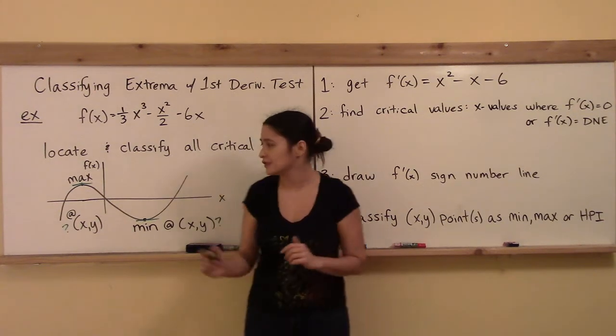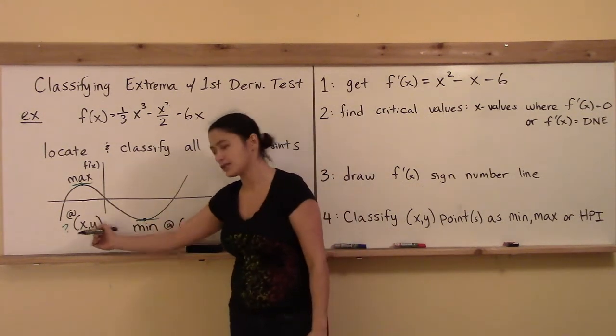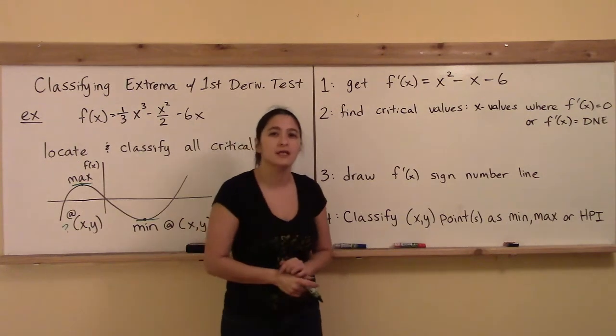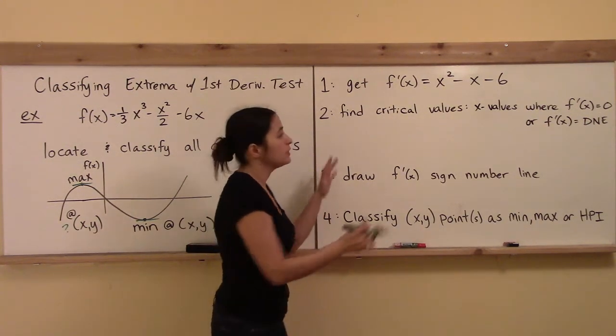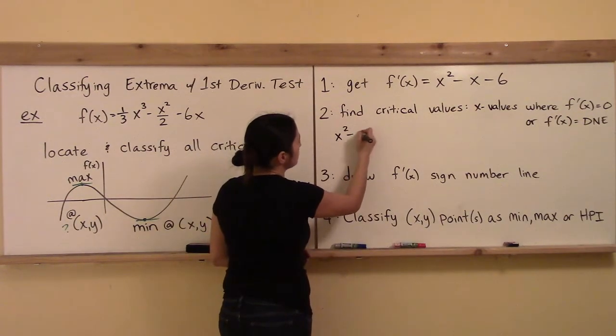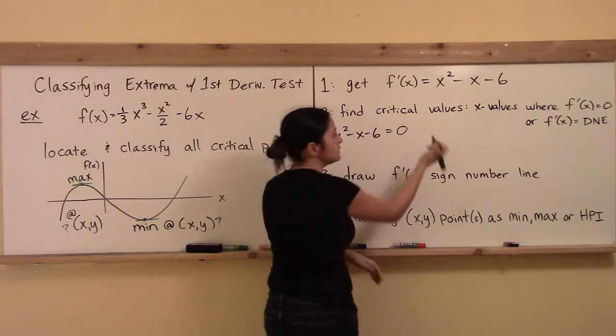Alright, so by the end of this, we're going to answer our question: at x comma y equals what? The x and y values. So step 2, we're just going to get the x values first, and what we're going to do is take the derivative, and we're going to set it equal to 0.